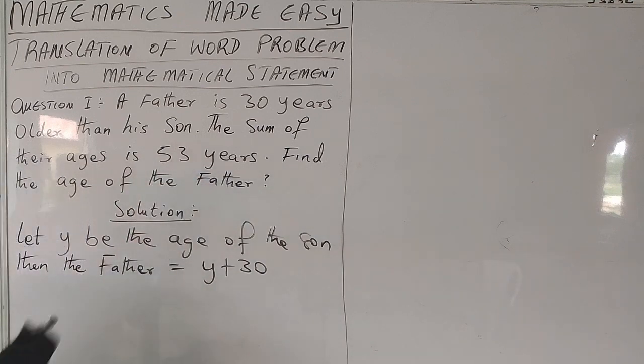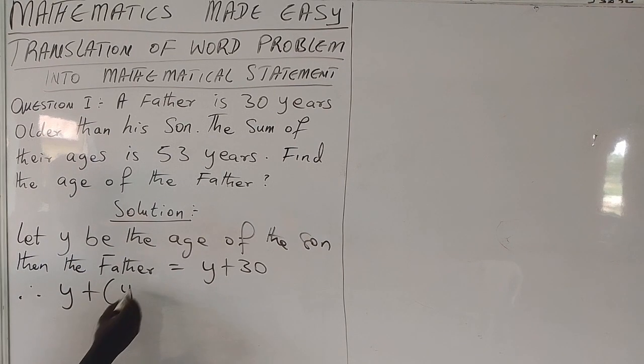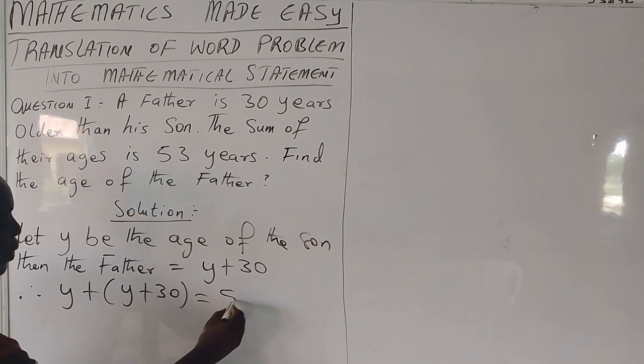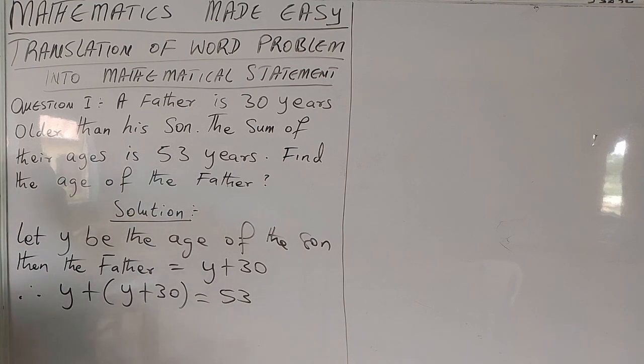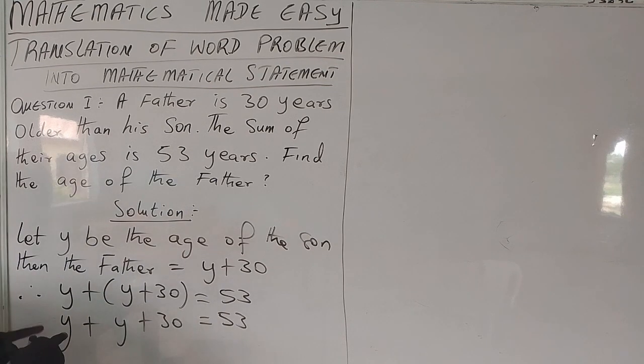That means y, the age of the son, plus the age of the father, y plus 30, is equal to 53 years. Opening this bracket now, we have y plus y plus 30 is equal to 53.